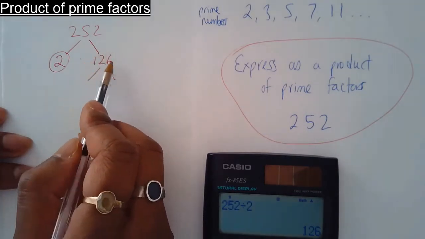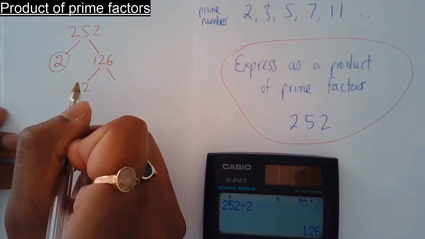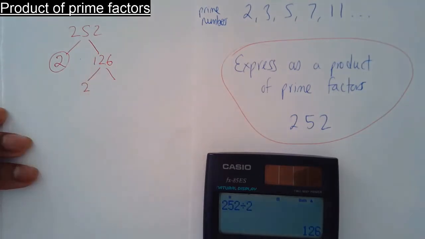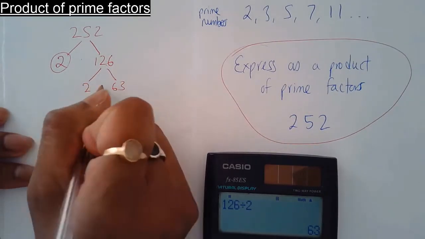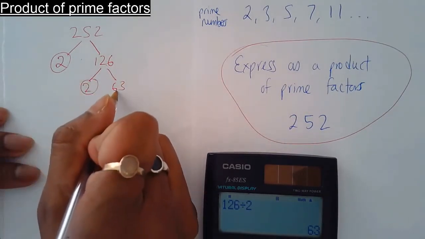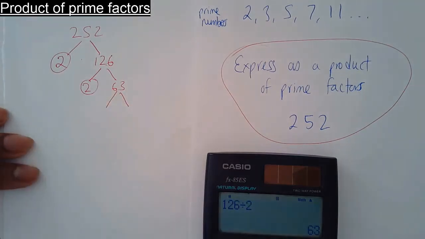Once again, this is an even number, so 2 goes into it. 2 times something to be 126. You do 126 divided by 2, 63. Which one's a prime number? This one's a prime number. We can break this one down further.